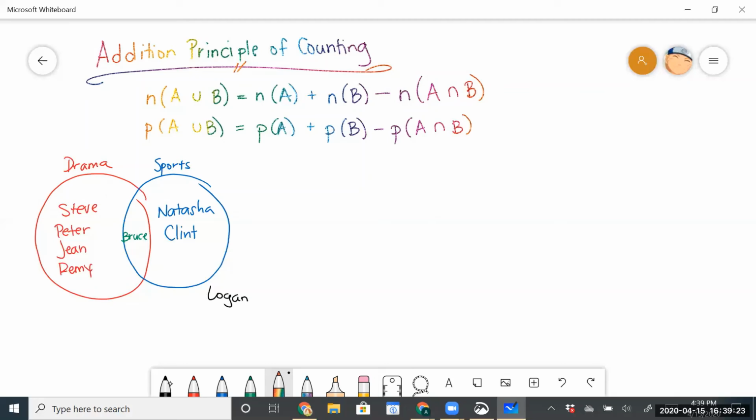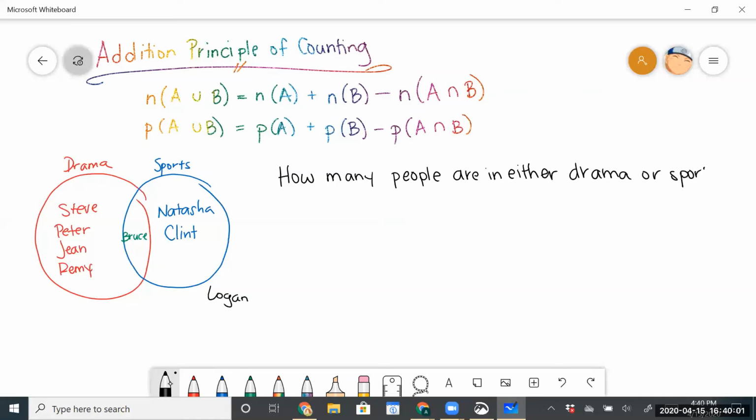But what's the purpose? Why do we need to have this complicated equation? So let's talk about it. Let's start with the people in group A, and let's say that my goal ultimately is to answer the question, how many people are in either drama or sports? That's what this equation even answers. How many people are in either drama or sports? So we'll start with group A.